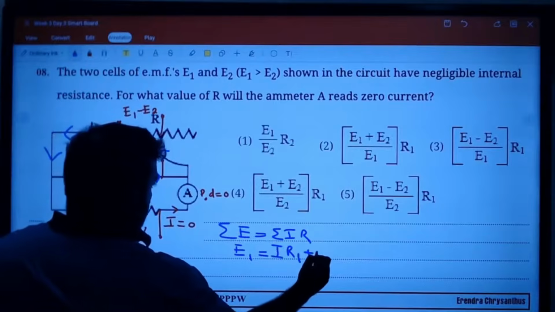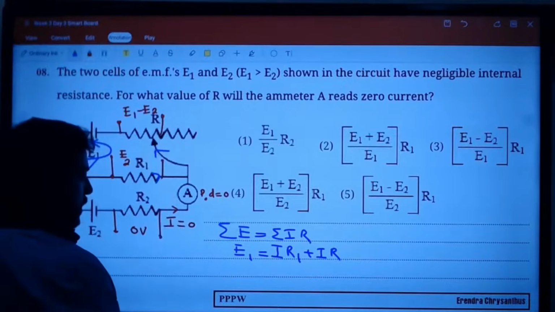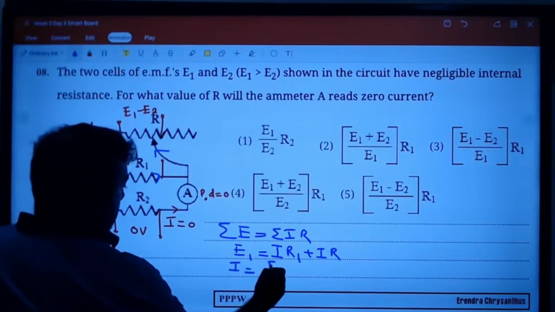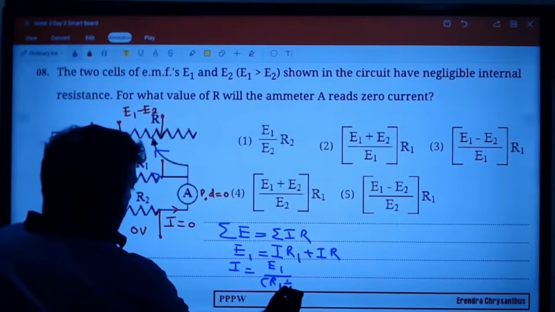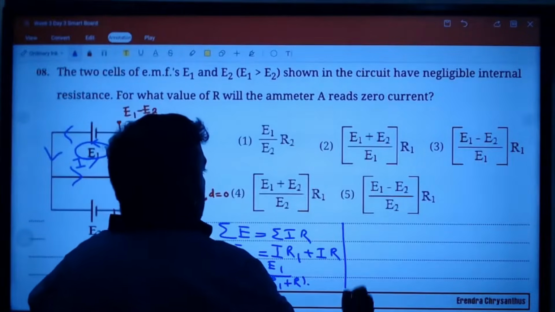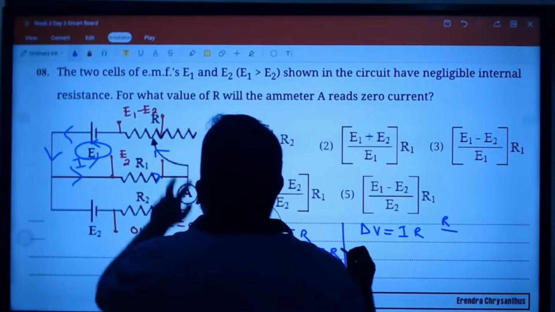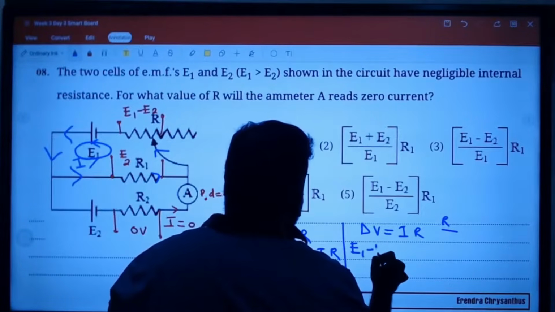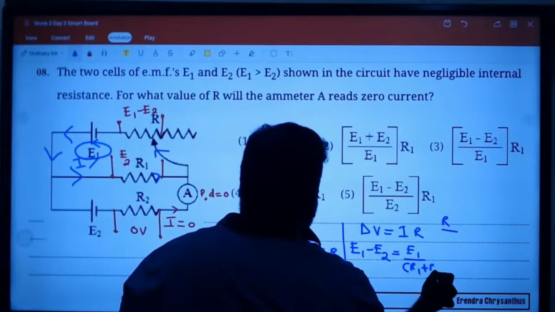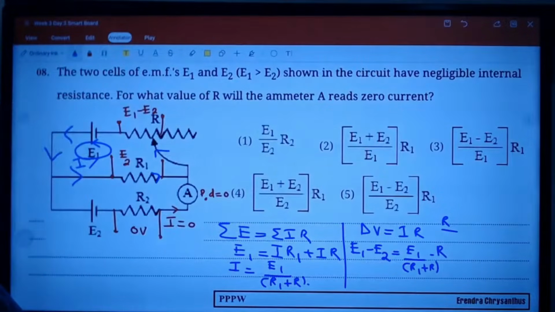Current times R1, current times R. We don't know how much this resistor is, but R. Right. Here current is equal to E1 divided by R1 plus R. Now what's the voltage across the resistor? Delta V is equal to IR across R. Potential difference there is E1 minus E2. Current is E1 divided by R1 plus R, times R. Okay.